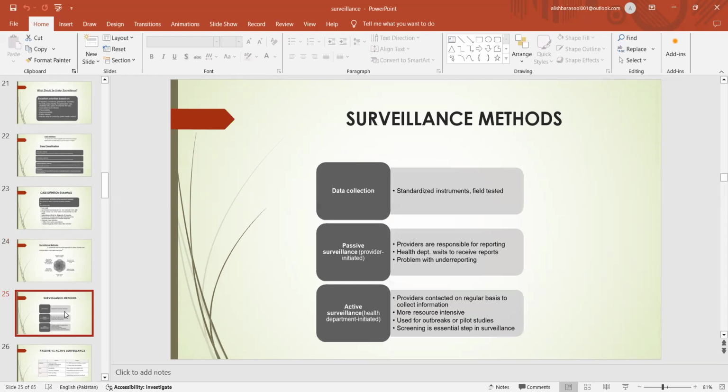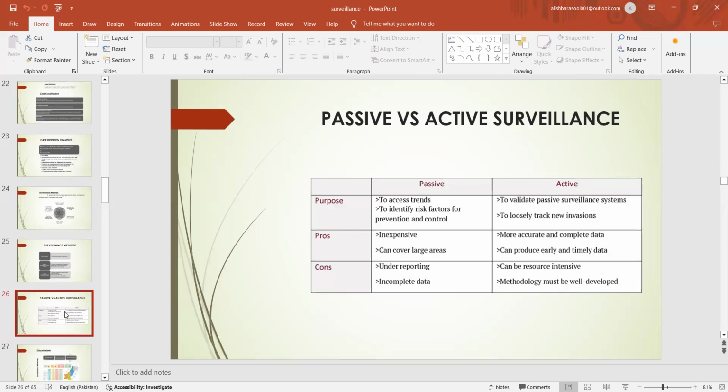Passive surveillance: providers are responsible for reporting, and the health department waits to receive the reports. There are problems with underreporting. Active surveillance: health department initiated, providers are contacted on a regular basis to collect information; it is more resource intensive and used for outbreaks or pilot studies. Screening is an essential step in surveillance. Active versus passive surveillance: to assess the trends, to identify the risk factors for prevention and control. Active surveillance is used to validate the passive surveillance systems and to closely track new invasion.